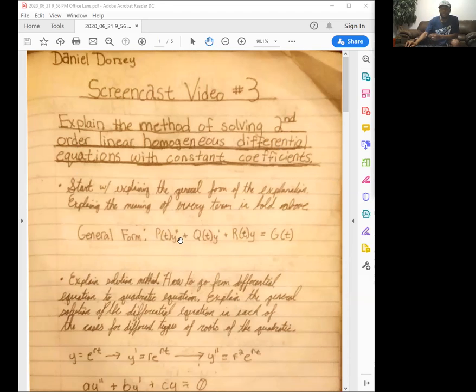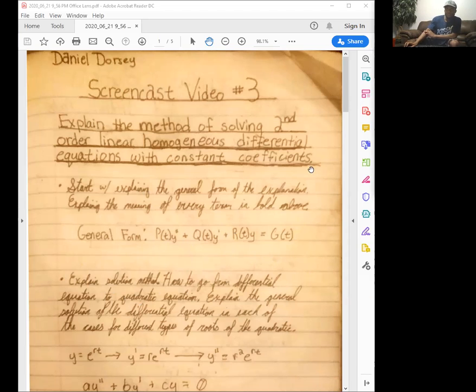Now, to explain the terms that are bold here, the second order just lets us know the highest derivative, which is this double prime here. So that's the second order. The linear just tells us the format of these terms, letting us know that P, Q, and R are all functions of t. The homogeneous, again, is that G(t) is equal to 0. The differential equation is just the equation with functions and derivatives. And the constant coefficients are our R and Q values, which are constants, and coefficients of these functions.